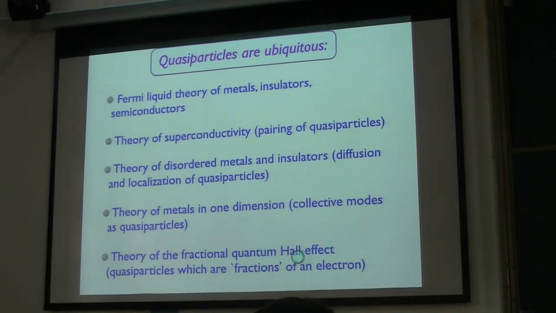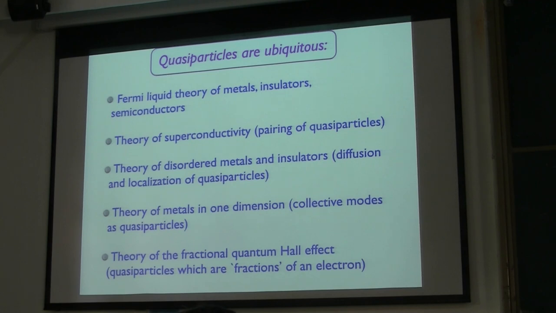And even in the fractional quantum Hall effect, we have the Laughlin quasi-particle. So not the electron, but something else. So almost everything that we study has a quasi-particle excitation. It can be quite complicated, but it's there. All right, so it would seem like they're always there.